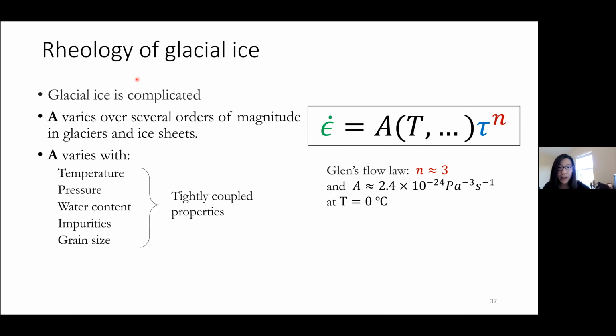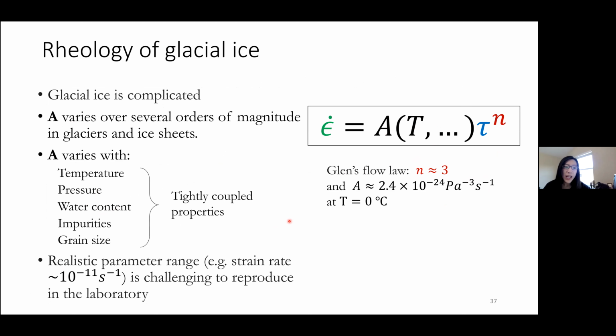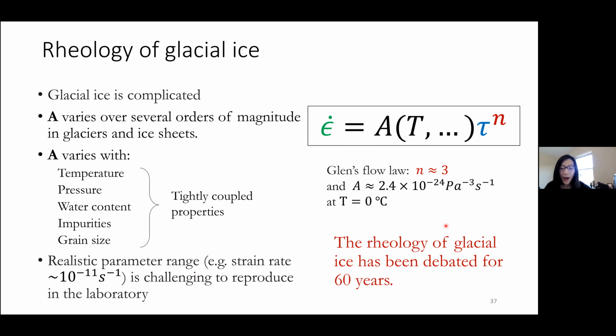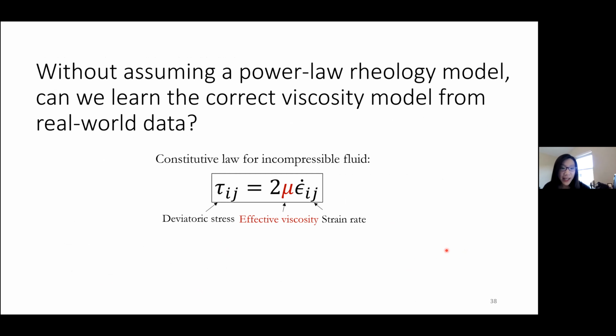However, we know that the rheology of glacial ice in a realistic environment can be much more complicated. The prefactor can depend on pressure, impurities, and grain size, and these effects can be coupled, and it can be difficult to untangle the effect of each. Additionally, in the realistic parameter range on ice shelves, the strain rate can be as low as 10 to the minus 11, 1 over a second. And this is a regime that's pretty difficult to reproduce in the laboratory. So the rheology of glacial ice has been widely debated for the past 60 years.